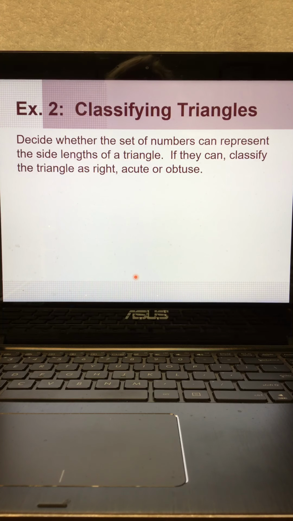So it says we're going to be doing some classifying. Now here's what happens in the next slides. I don't give you a picture. In the first two I gave you a picture, so I gave you the impression that yes, a triangle had been formed.